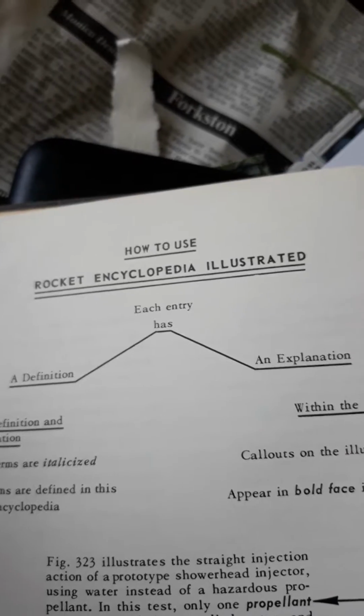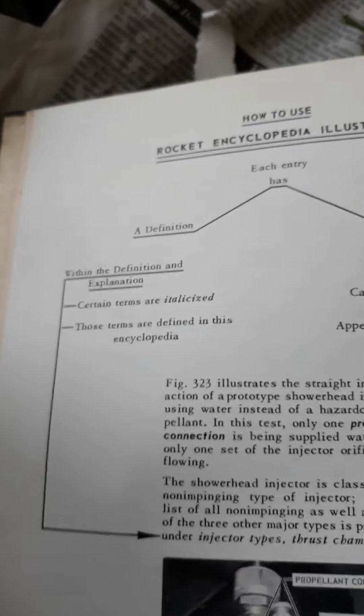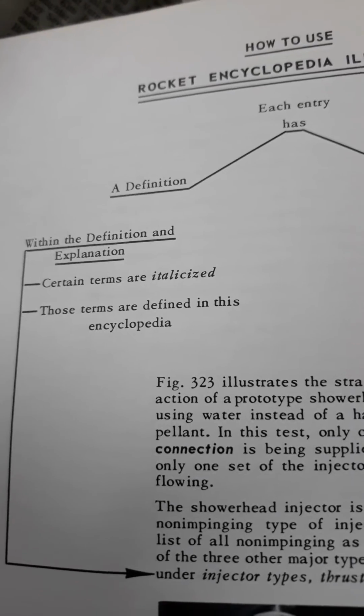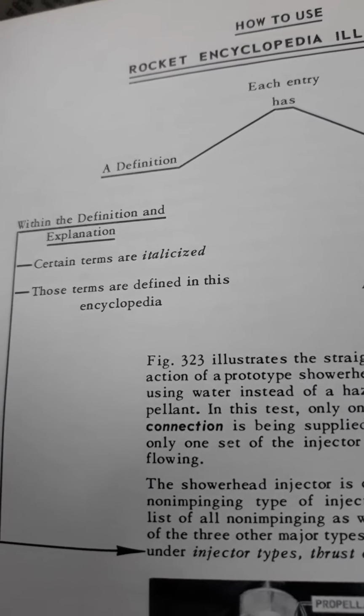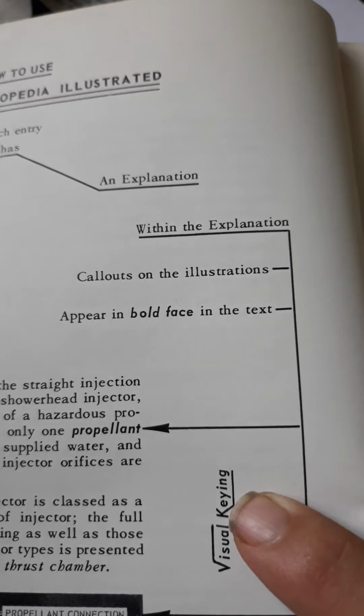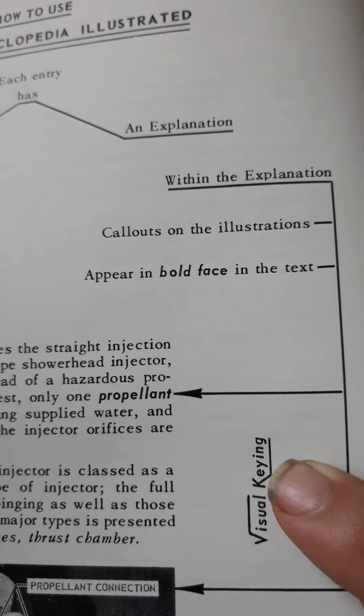How to use Rocket Encyclopedia Illustrated: each entry has an explanation. Within the definition and explanation, certain terms are italicized. Those terms are defined in this encyclopedia. Within the explanation, callouts on the illustrations appear in bold type in the text.